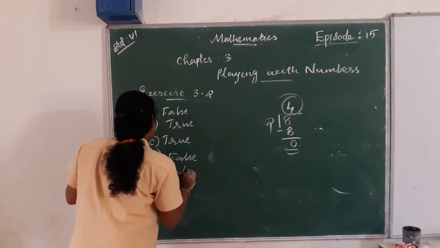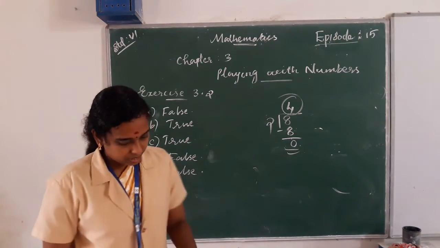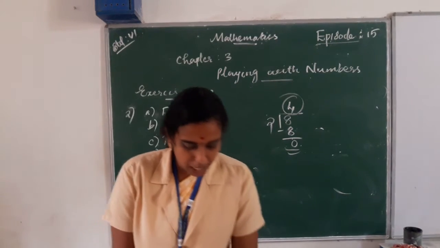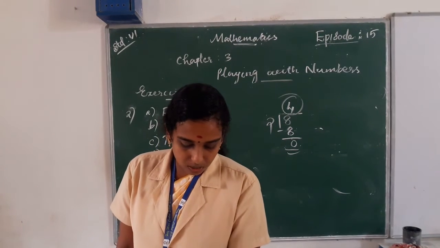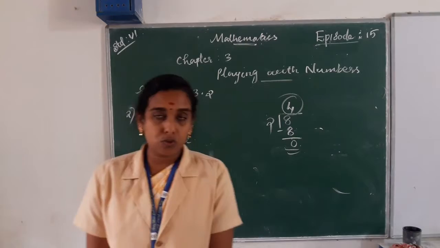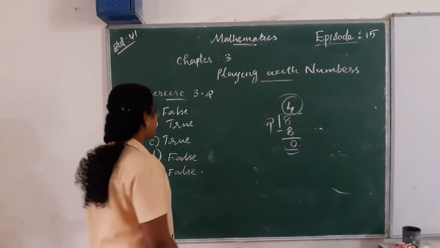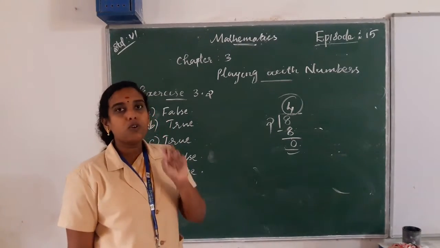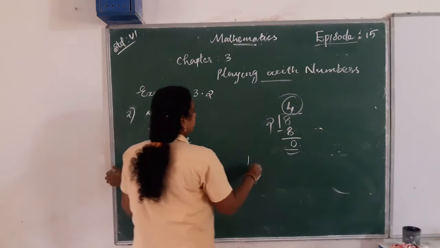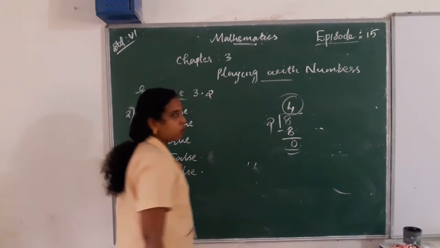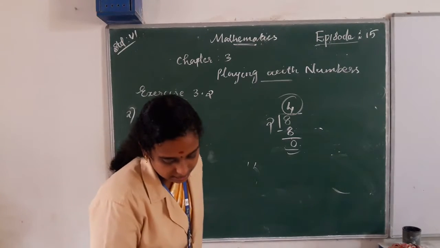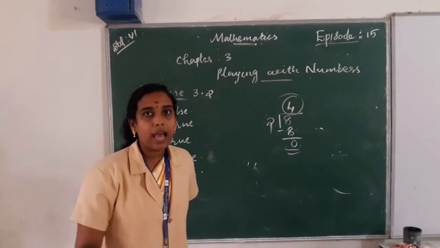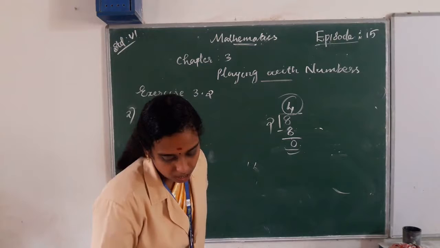And statement A: prime numbers do not have any factors. Is it true or false? It's false. Prime numbers have two factors, that is, 1 and the number itself are the factors of a prime number. Here the statement says prime numbers do not have any factors. So the statement is false.